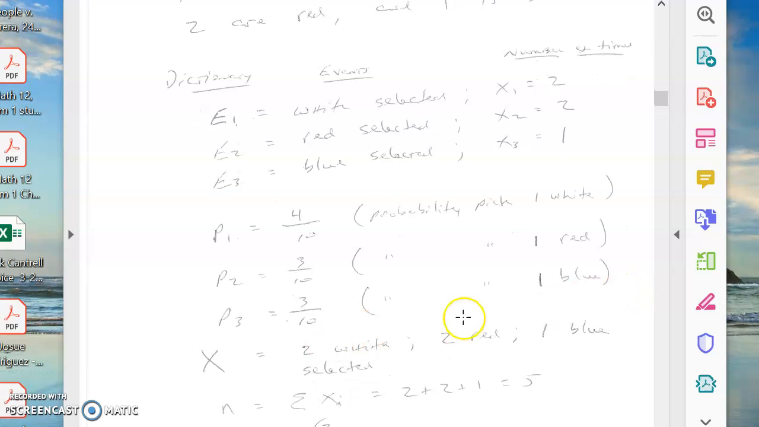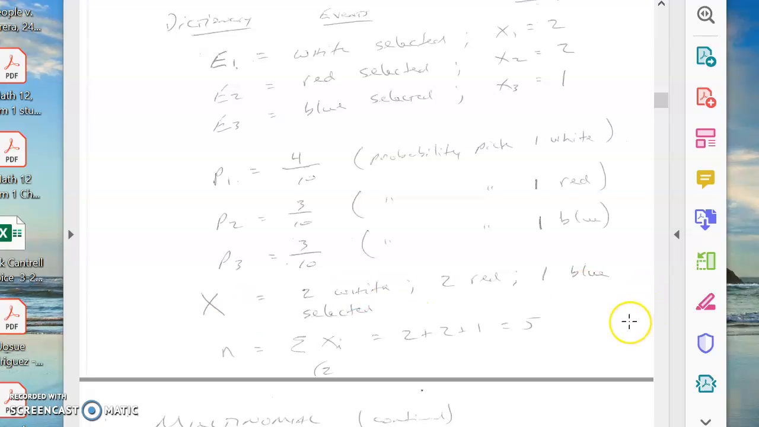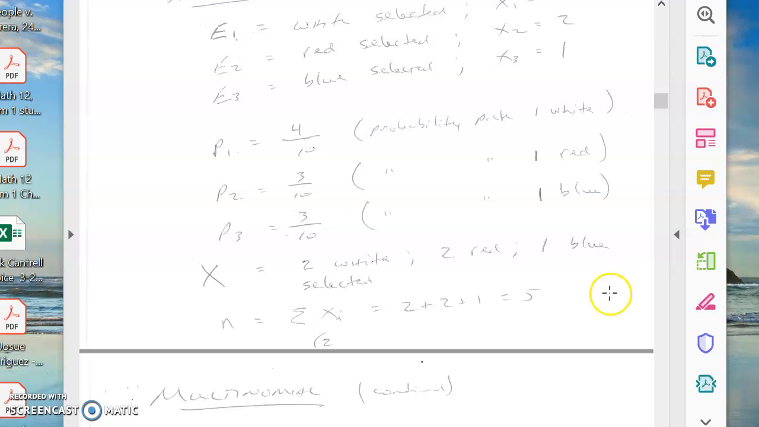So now, what are the probabilities? The probability sub 1 is 4 over 10. That's the probability of picking a white ball. Every time you pick a white ball, the probability of that happening is 4 over 10 because there's 4 white balls and there's 10 balls in general. The next one, P2, same idea. It's a probability that you pick one red. 3 out of 10 are red, and so forth. Okay? So this big X here is the probability of getting this exact sequence of what we're looking for. What's the probability of getting exactly 2 white, exactly 2 red, exactly 1 blue?